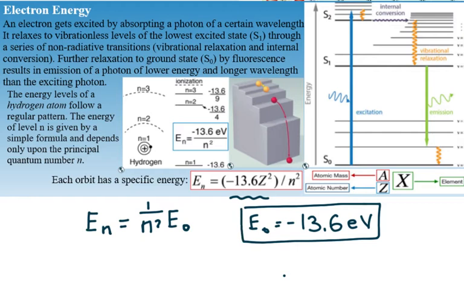So n is the number of the level. This would be E sub 0, which is the ground level, and then each level is going to be E1 and then E2 and so on.